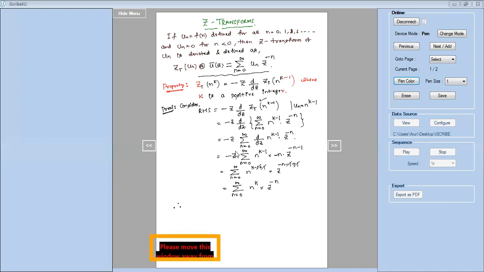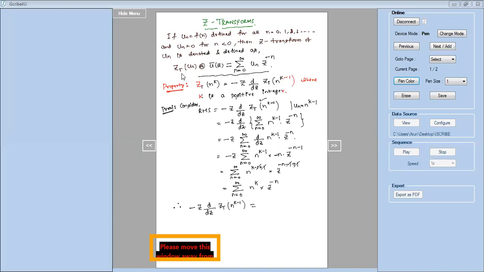So this is the right hand side. RHS we have taken, that is minus z into d by dz of Z transform of n power k minus 1. This is the RHS we have considered. I have written that RHS is equal to this term, sigma n is equal to 0 to infinity n power k z power minus n. If you compare, this is similar to the definition of Z transformation. The only difference is instead of un, we have n power k.